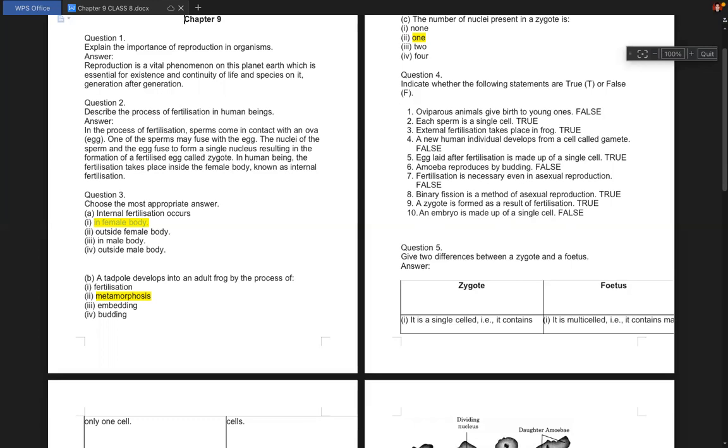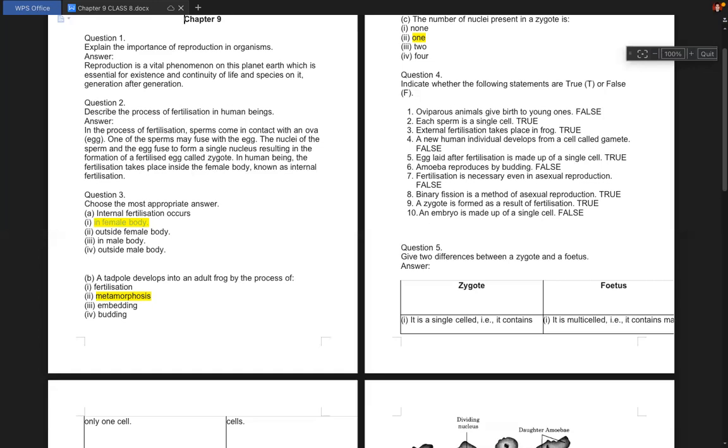Now, question number 3 and 4, you will not do in your copies. You can simply mark them in the book. First one is, we have to choose the most appropriate answer. Internal fertilization occurs in the female body, right? The first option is the right answer. Number 2, a tadpole develops into an adult by the process of metamorphosis. We have just studied about that. Number 3, the number of nuclei present in a zygote. So how many nuclei are present? Only one. Actually, 2 are fusing, but they are fusing to form a single nucleus, right?